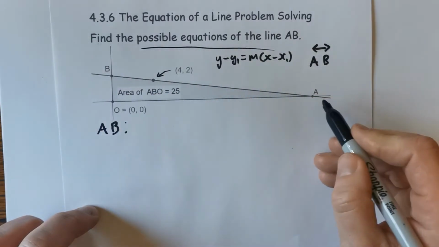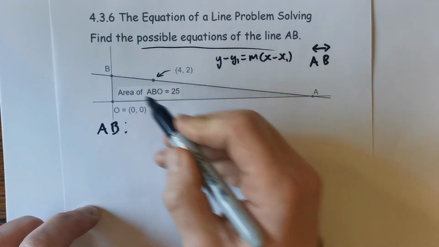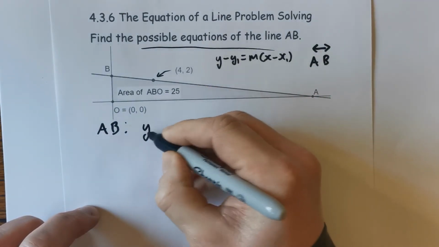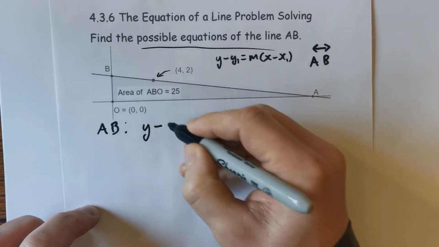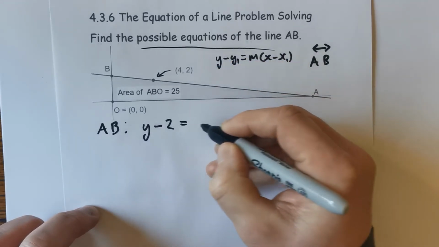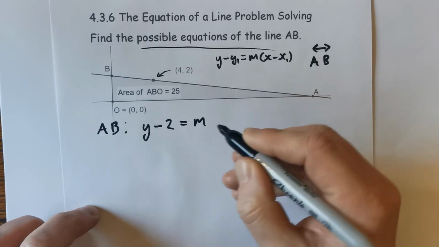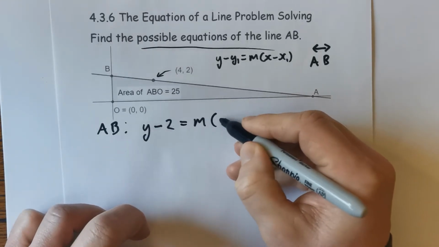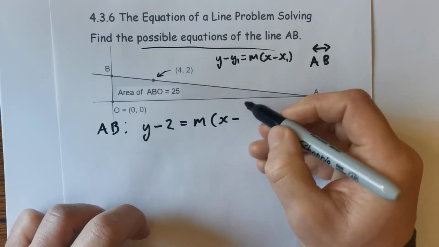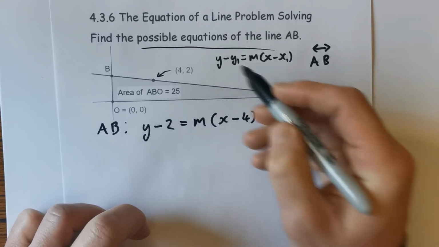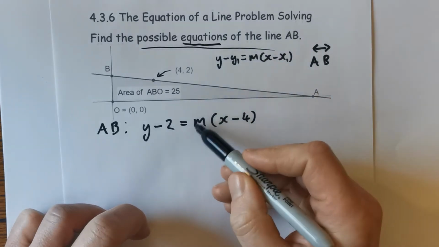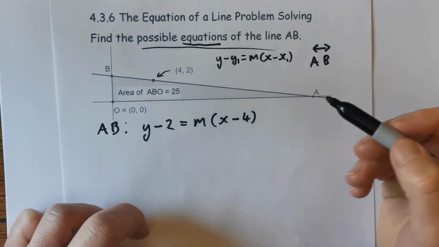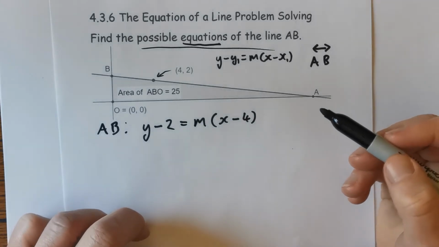Now we don't know the slope here, but we are given a point. So we know that AB is going to be y subtract the y coordinate 2 equals m, whatever the slope is. We don't know that slope. So the key here is finding the slope times x minus the x coordinate 4. And the question is find the equation of the line. If we know what m is, well, then that's the question done. We have the equation of the line, but we don't know what m is, so we're going to try to figure it out.